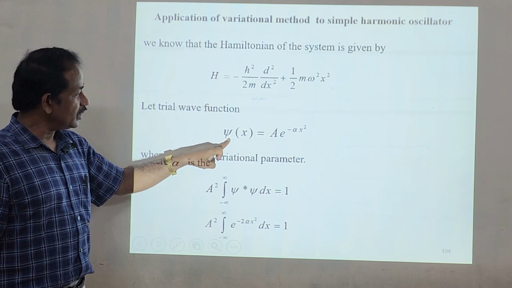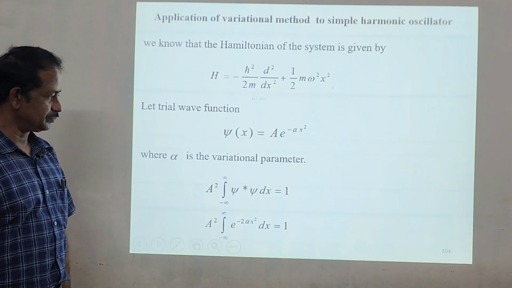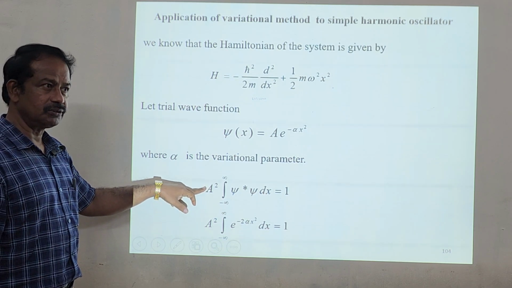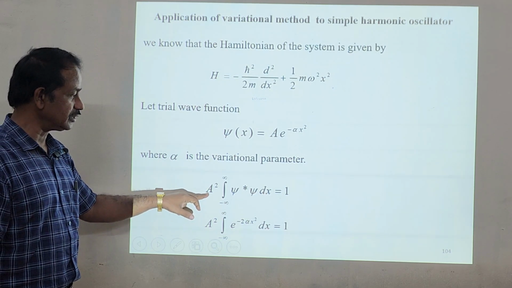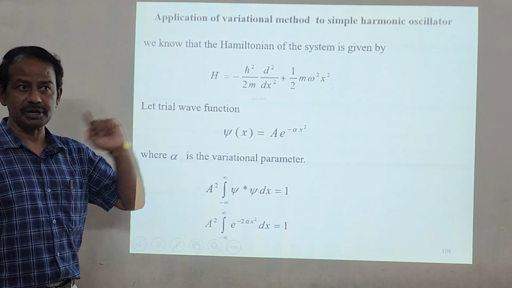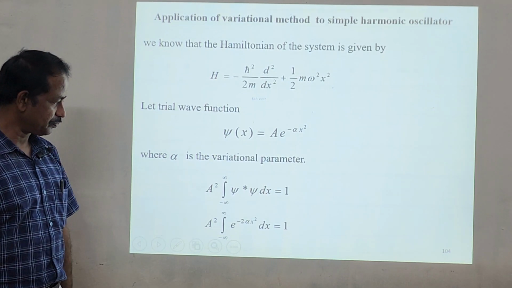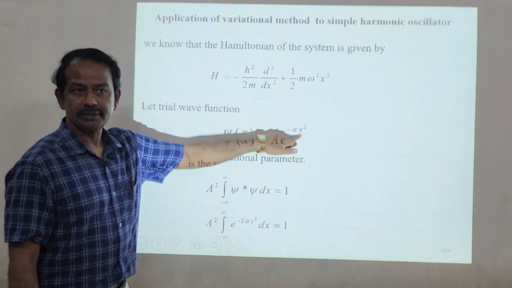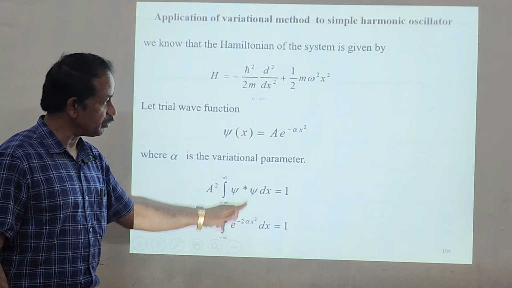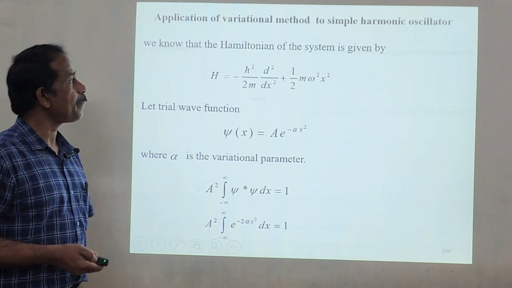So we have chosen the wave function psi of x equal to A e power minus alpha x squared, and of course, as usual, we have to calculate the normalization constant. So A squared integral of psi star psi dx equals 1. This is a one dimensional problem, simple one, so it is with respect to x. So psi star multiplied by psi will be e power minus 2 alpha x squared dx. It's a Gaussian function. Okay.